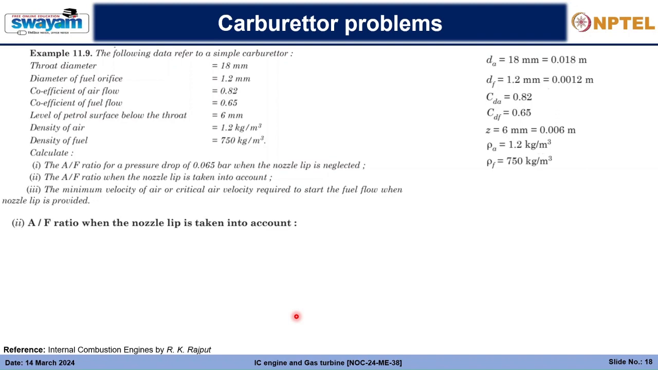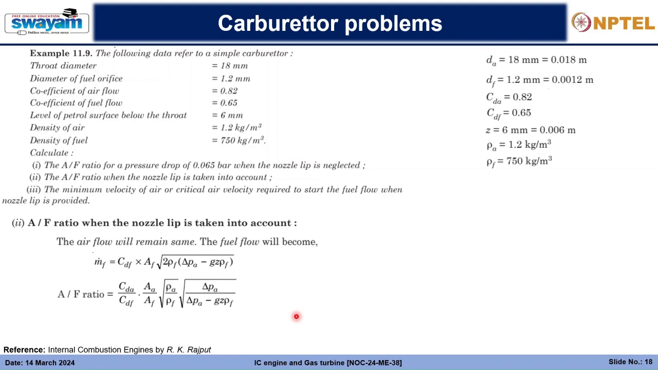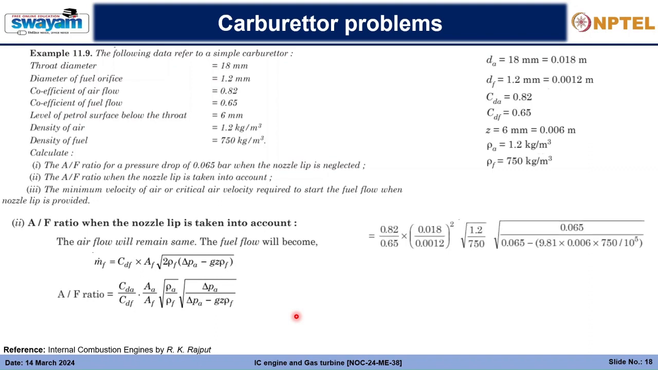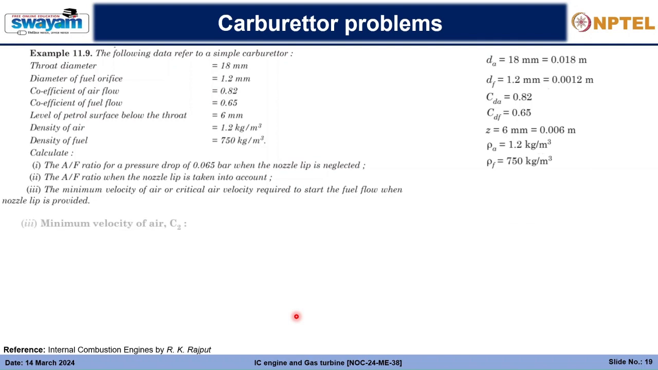The airflow ratio when the nozzle lip is taken into account. When the nozzle lip is taken into account, the airflow will remain the same. The mass flow of fuel will become Cd_F into A_F into root over 2 rho_F into delta P_A minus g z rho_F. Accordingly, the airflow ratio will be this, because the mass flow of air will remain the same. Accordingly, we will have this value to be 11.39. That is the answer for the second question.